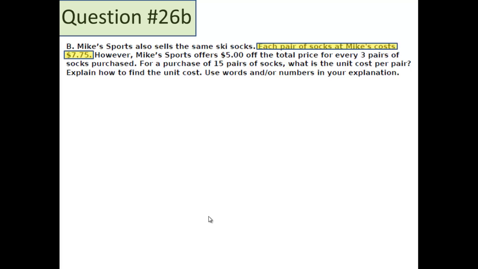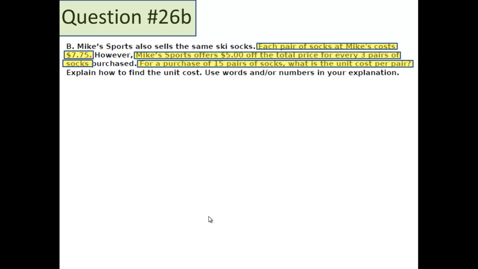All right. Key information. Each pair of socks at Mike's costs $7.75. He offers $5 only after you buy 3 pairs. And then for a purchase of 15 pairs, what is the unit cost? All right, first thing I need to do is figure out how much 3 pairs of socks cost. And that's not hard, okay? Because it told you in the problem that each pair of socks costs $7.75. Okay, that's not difficult. And I want to first do 3 pairs of socks. And I'll tell you why in a second if you don't know. But do the 3, and then this is not difficult here either.